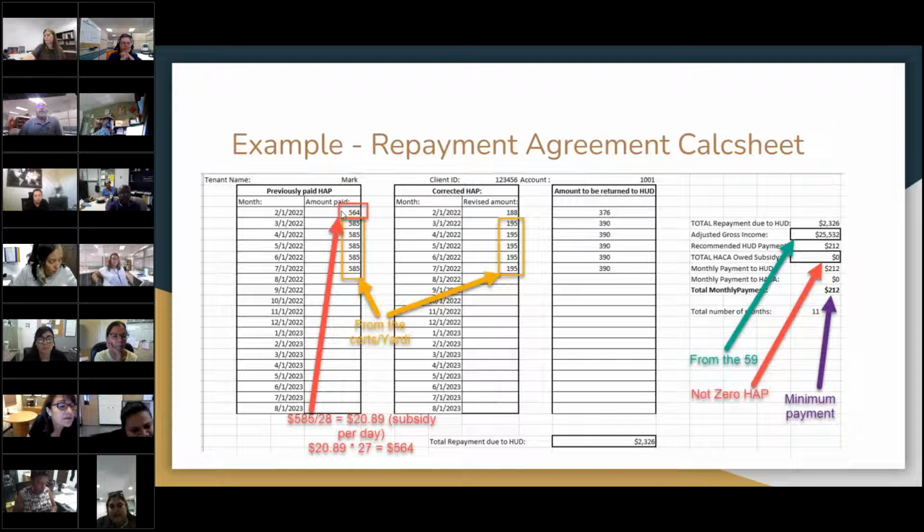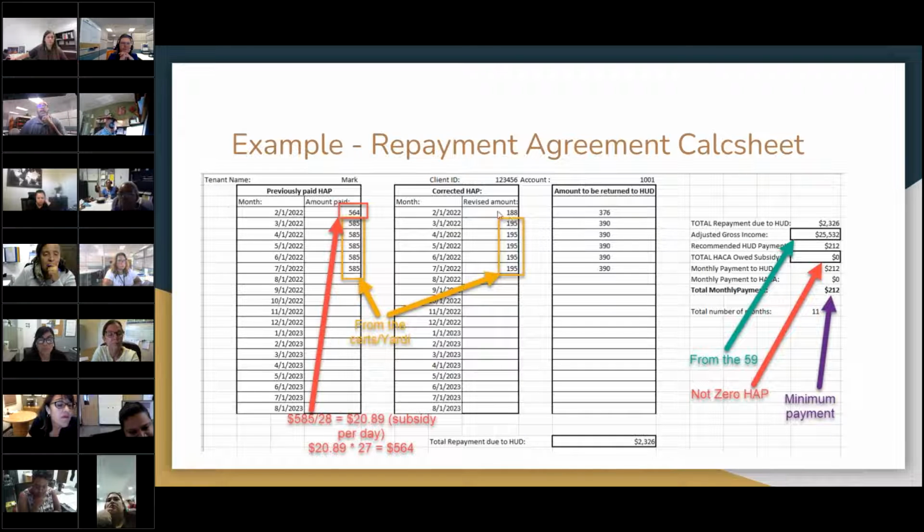Because this household moved in on February 2nd, it's not the full month. And so there's a little calculation you need to do. 585 was the HAP amount. There's 28 days in February. So I'm going to do 585 divided by 28, which gives us $20.89, which is the subsidy per day. Then I take that $20.89 and multiply it by 27, which is the number of days they were subsidized. So February 2nd through February 28th, that's 27 days, and that gives us 564. That's the amount that went in for February.